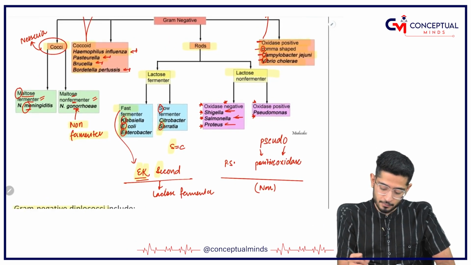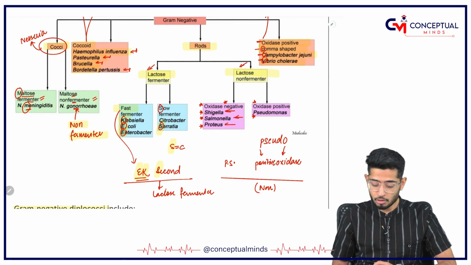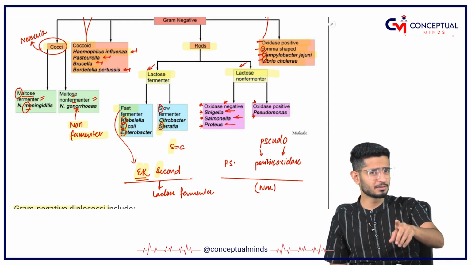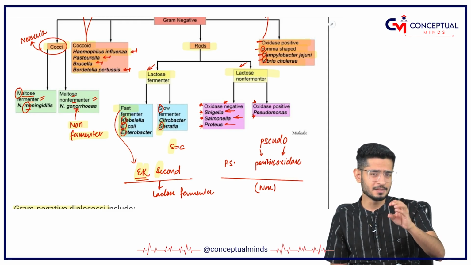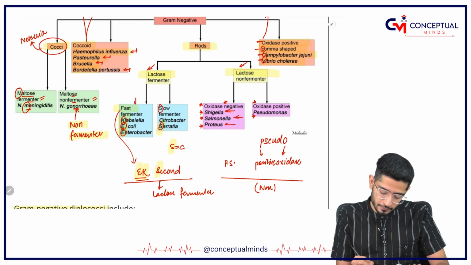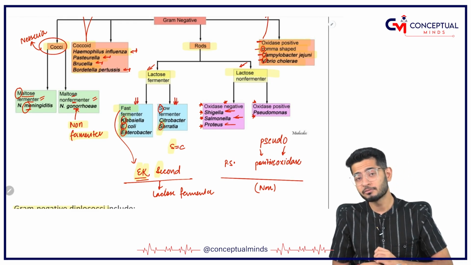So rods will either be lactose fermenters or lactose non-fermenters. Lactose fermenters are fast. You can remember "1 second", 1 is one in Hindi. So 1 means fast fermenter, second means slow fermenter. 1 second is the mnemonic for fermenters.